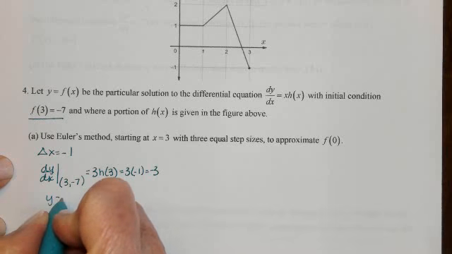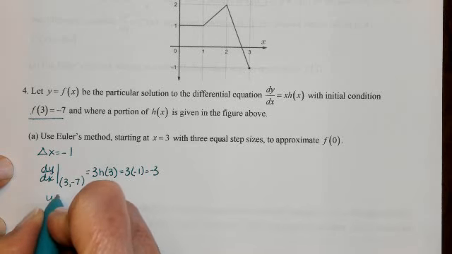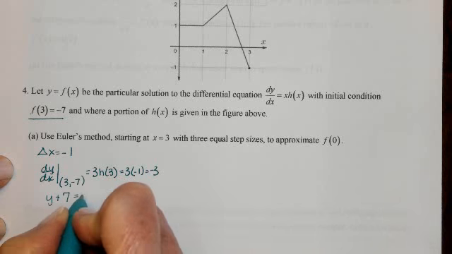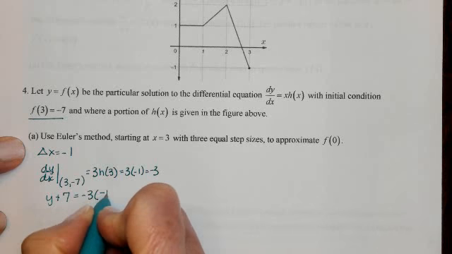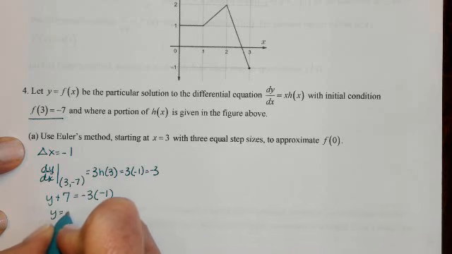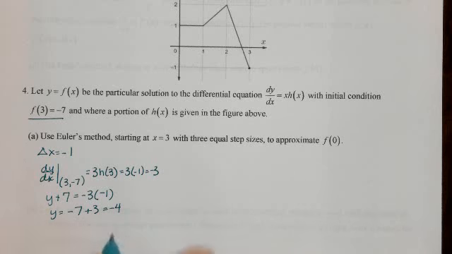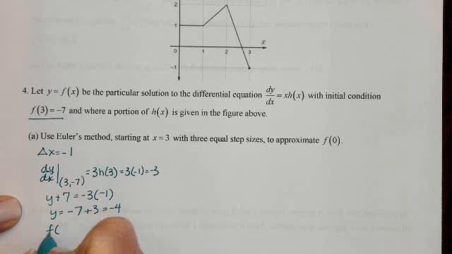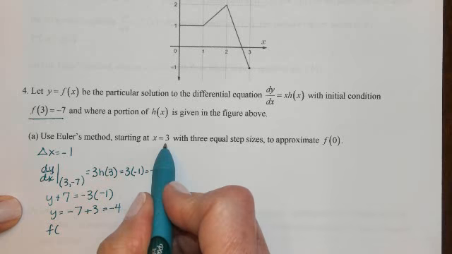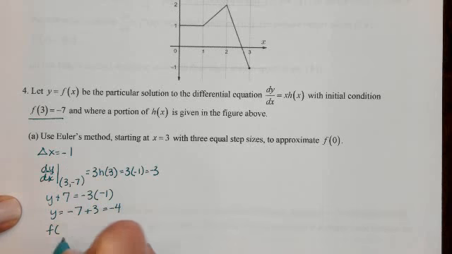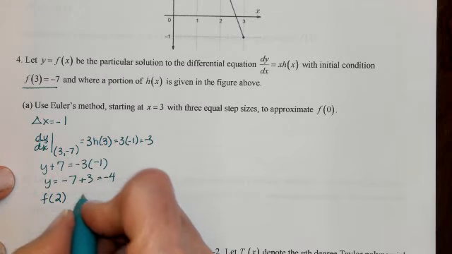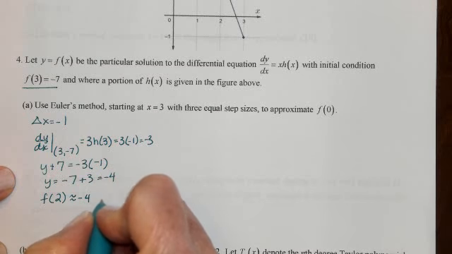Y minus the y value, the y value is -7, so we'll have y plus 7 here, is equal to the slope times delta x. So y will be -7 plus 3, which is -4. So our first stopping point, f at, so we started at x equals 3, we went down 1, so we're at x is equal to 2. F of 2 is approximately -4.